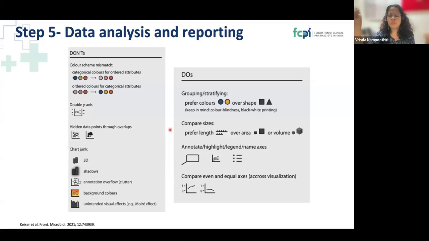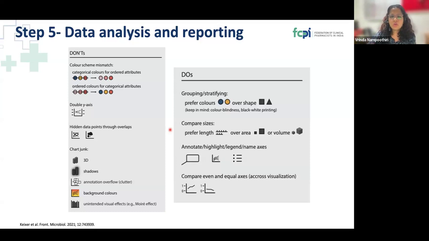It is good to play with colors and mix things up, but make sure that you're not messing up the data and you're not making it difficult for the audience to actually understand what it is that you're trying to present. And then they have also put together some do's when you're doing a graph. So it is good to select different colors over different shapes when you're presenting the data. Then when you're comparing sizes, it is good to prefer length, so having different lengths of bars rather than having different areas. So small area, large area, like that.